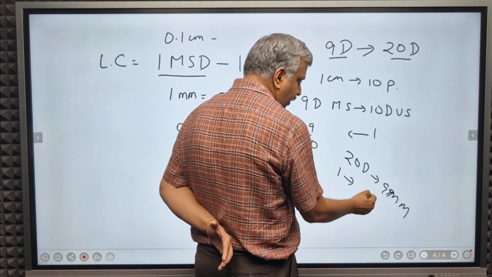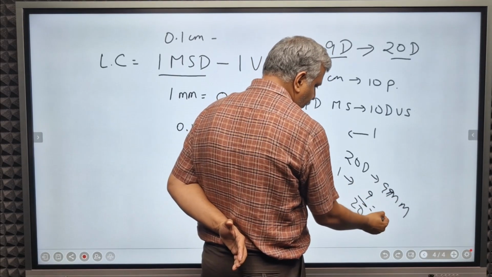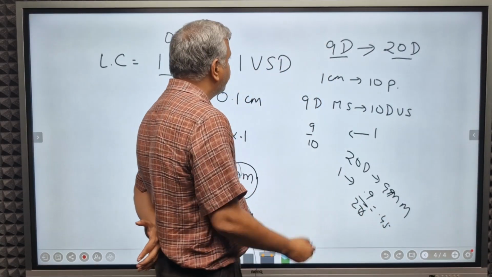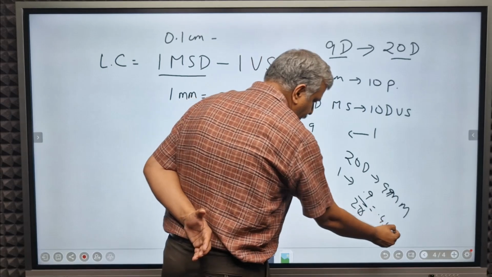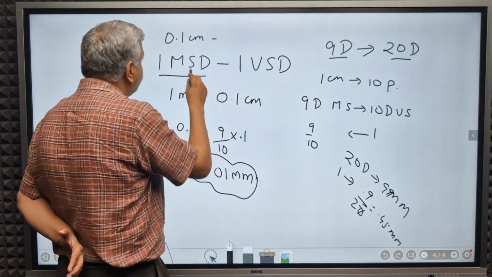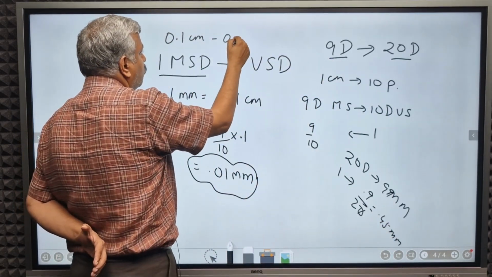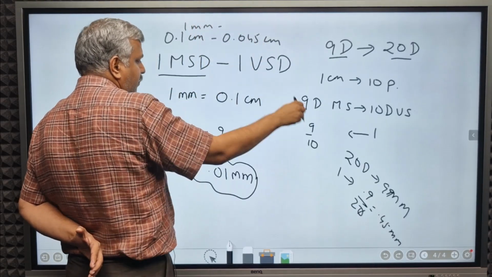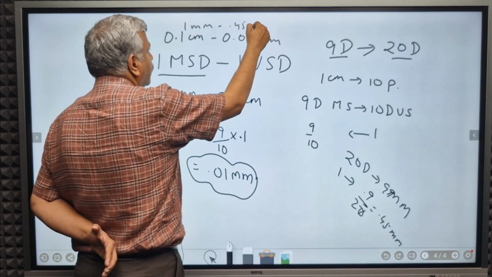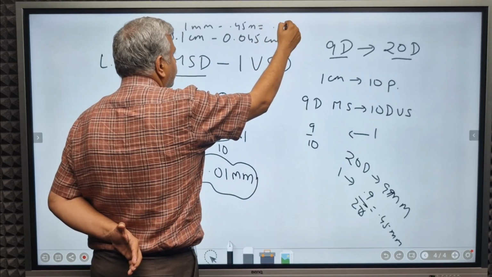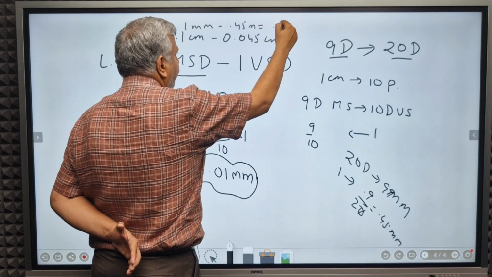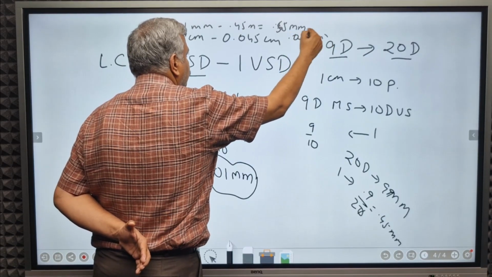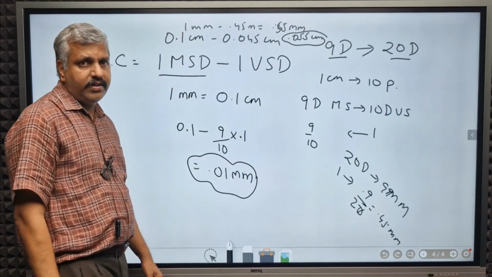So, one division will be equal to 9 by 20, which in decimal is 0.45 mm. So, the least count will be 1 mm minus 0.45 mm, that is equal to 0.55 mm or 0.055 centimeter. So, this is going to be the least count.